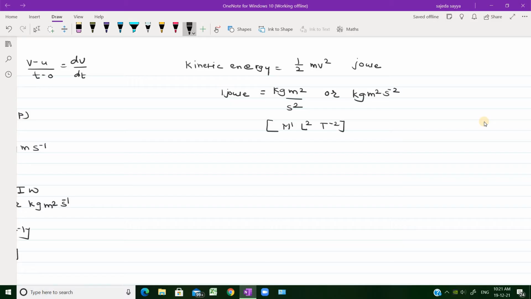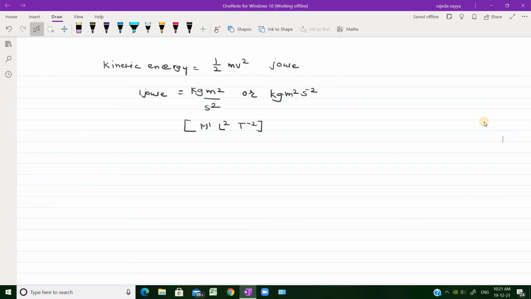Now next we will study about impulse. Impulse is force into time, that is Newton into second. Newton is kg meter per second square, mass into acceleration, into second. So this will get cancelled with this. So it will be kg meter per second.